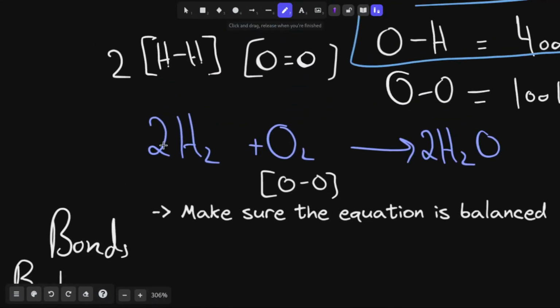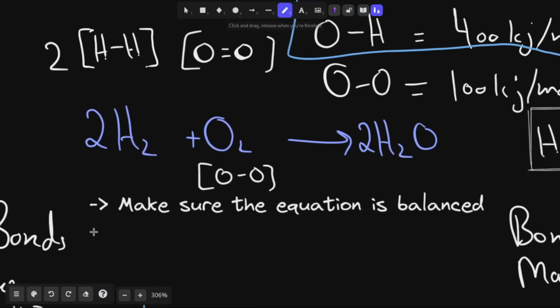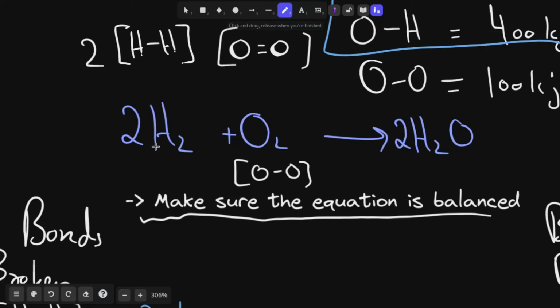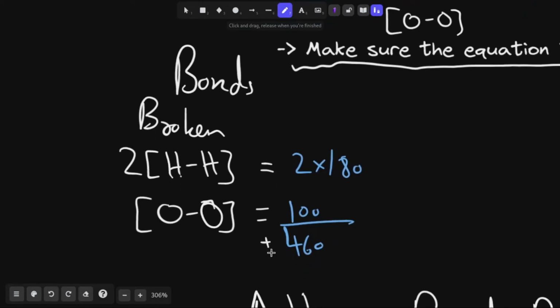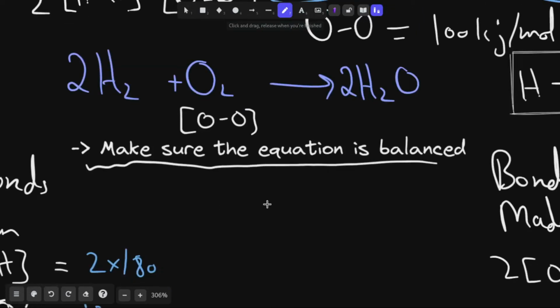Now keep in mind that the moles were very important. That's the reason why I've told you that you need to make sure your equation is balanced. We have 2H2 and O2 being broken. These are the bonds that must be broken so that H2O can be formed. So we have 2H bond H and 1 O bond O being broken. So in total you have positive 460 kilojoules being given to this reaction.